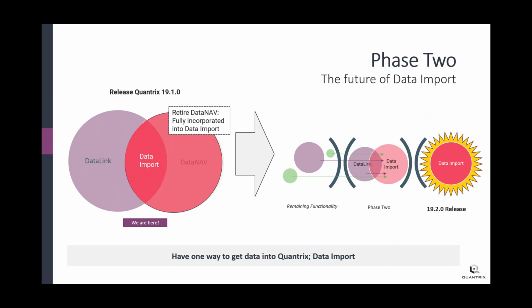So with the release of Quantrix 19.1.0, we have incorporated all of the Data Nav functionality into Data Import, as well as much of the Data Link functionality. And moving forwards towards the 19.2 release, we intend to have one way to bring data into Quantrix, and that's going to be Data Import. So there are a few features missing from Data Import right now that Data Link still has. So Data Link will still be in there until 19.2, but then we will be transferring everything over to Data Import.